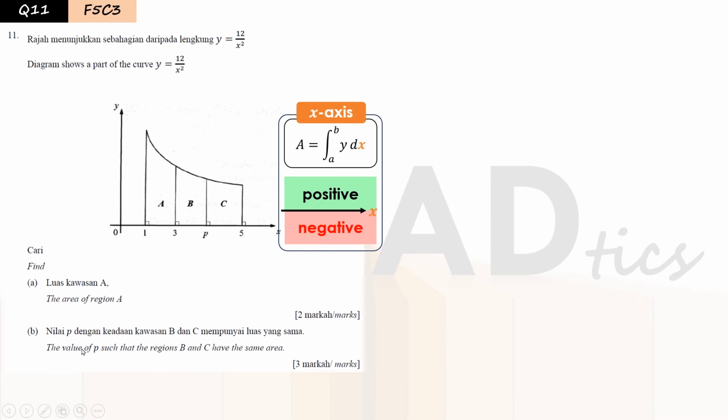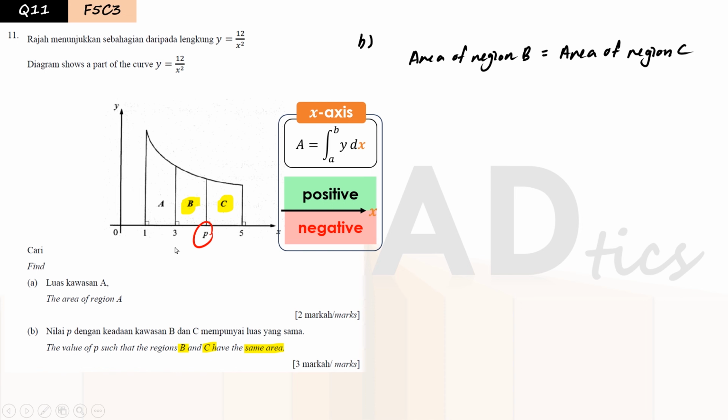For part B, we need to figure out the value of P, which is here, such that the regions B and C have the same area. Region B and region C both have the same area. We need to figure out the value of P. So to do that, why not we form an equation where the area of region B equals the area of region C. And to find the area for these two regions, we are also going to use the integration way.